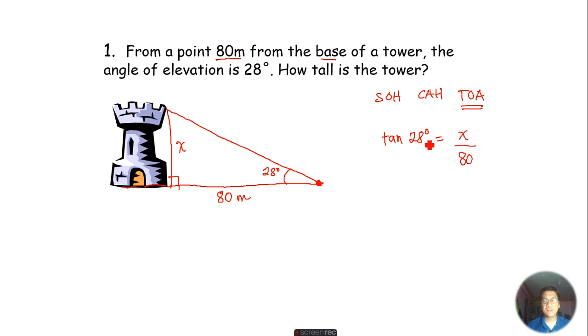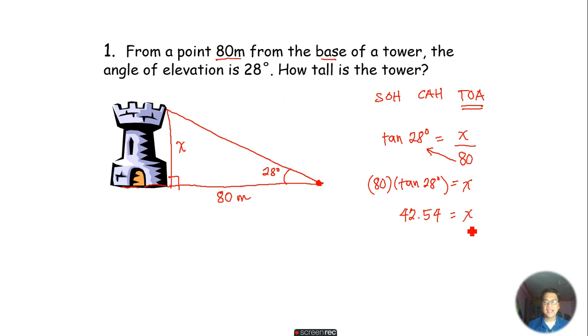Okay, now let's solve. Solving for x, we are just going to cross multiply. So this becomes 80 times tangent 28 degrees, or tangent 28, and that will be equal to x. Now using your scientific calculator, that's 80 times tangent 28 degrees. So the value of our x here is 42.54, rounded off to 2 decimal places.